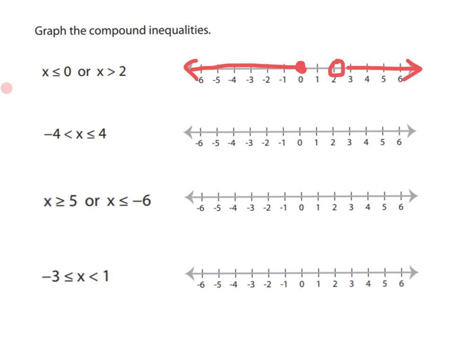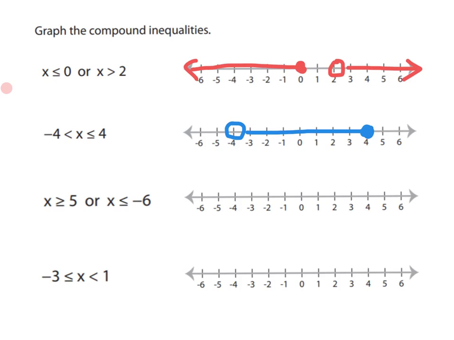The next example we have is an "and" inequality, so we're going to think between. So we're going to graph our 2 points. So we go to -4 and we use an open circle. Then we're going to go to +4 and use a closed circle and draw our line to shade in between.